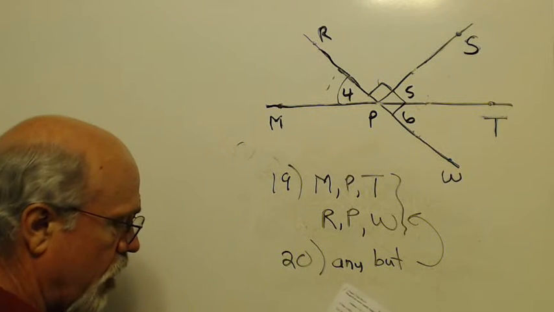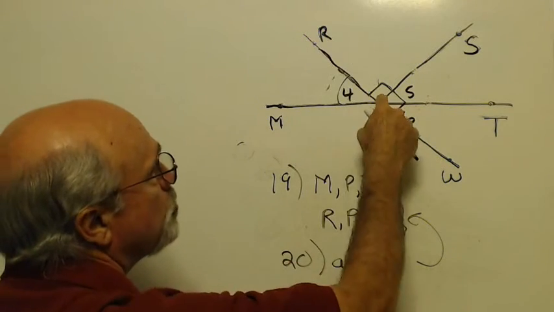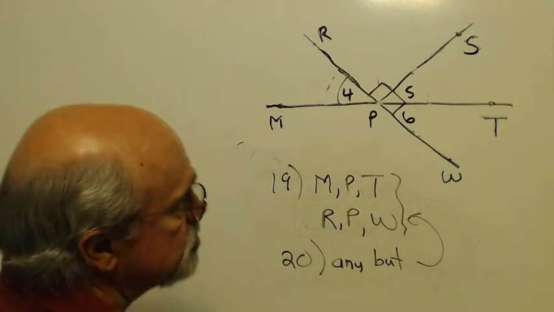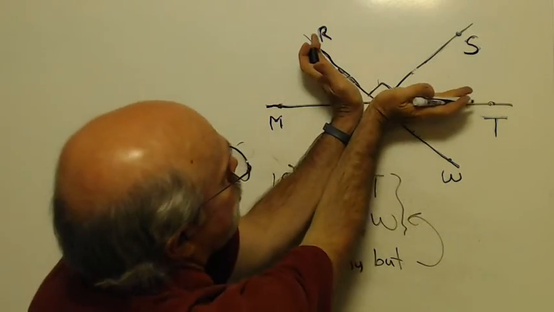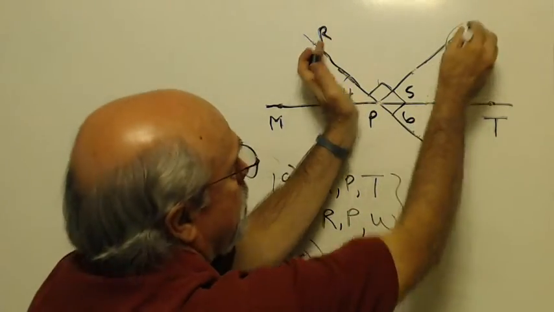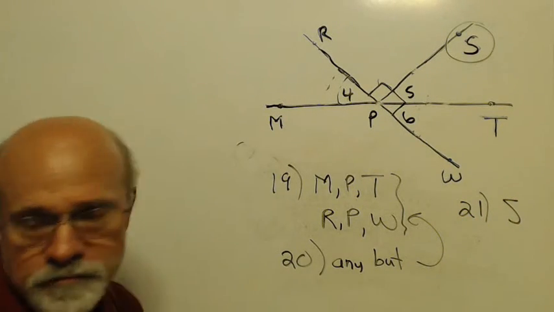And number 21 wants a point in the interior of angle RPT. In the interior means on the inside of the angle. Well, the angle is here, and the point that's on the inside there is S. 21 is S.